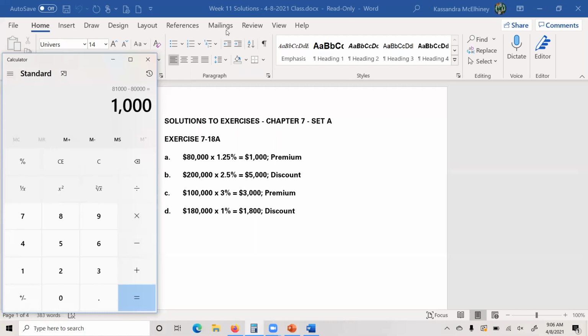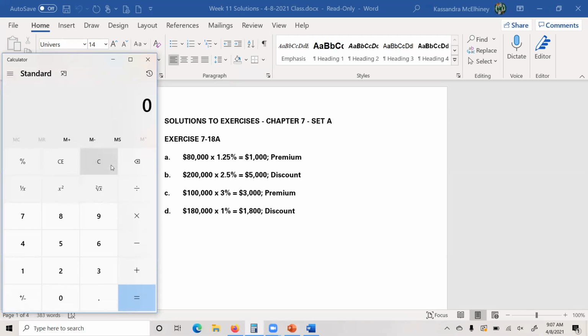Okay, good. So the first, exercise 7-18, part A, bonds were issued for a $1,000 premium. The book gives you actually just kind of a shortcut to determine the premium or discount, and that is to just multiply the face value times the difference between the issue price and 100%. Okay, so that's part A.